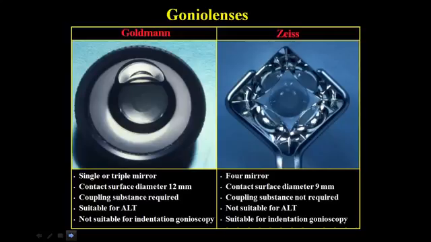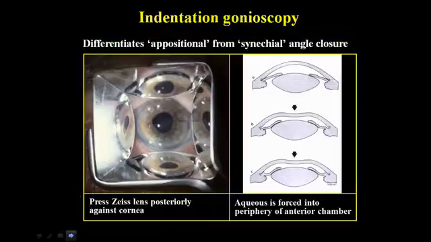Now how can we differentiate between these two types of angle closure? This is by means of a technique called indentation or compression gonioscopy. This technique is performed by means of a Zeiss lens. First we have to examine the anterior chamber angle without applying any pressure. Then we apply a little force onto the eye with the help of a Zeiss lens.